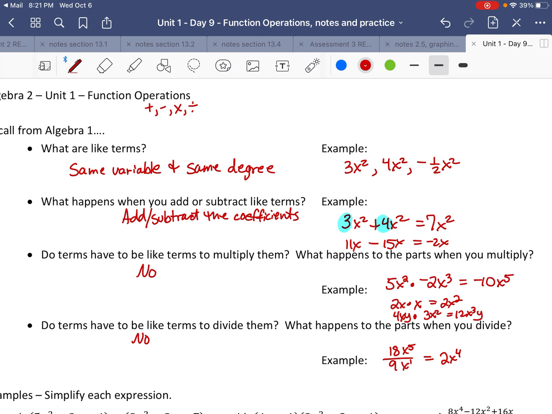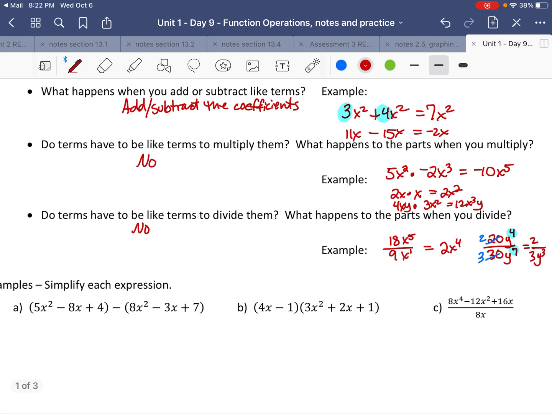Let's say you had 20y to the fourth, and down here we had, I don't know, how about 30y to the seventh? 20 and 30 both divide by 10. So I would say to myself, 10 goes into here twice, 10 goes into here 3 times. So I'm still going to have a fraction. And for the 4 and the 7, I subtract them. 4 minus 7 is negative 3. That means I have 3 y's on the bottom, so y to the third on the bottom. All right, let's do a little bit of this down here. We're going to simplify each expression just to remember what to do here.